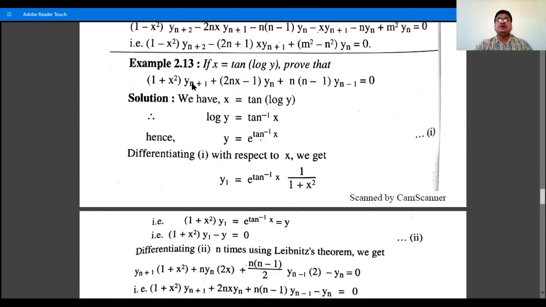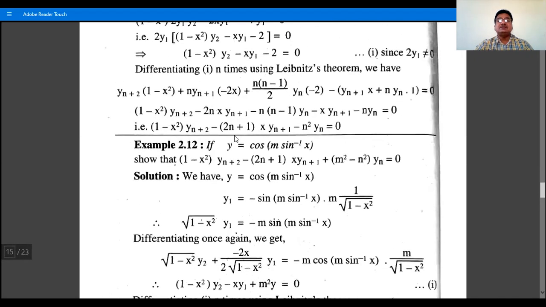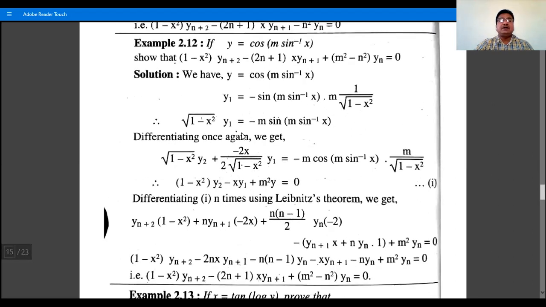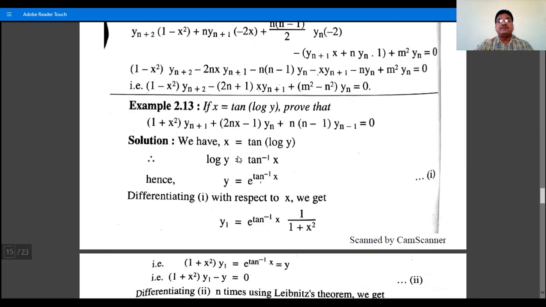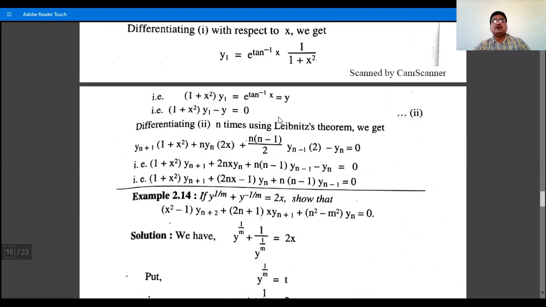So if you observe, the n plus 1th order derivative is the highest order derivative, and so differentiate 1 time and then apply the Leibniz theorem. In the previous example, yn plus 1, yn plus 2 is the term, that is, it is the n plus 2 order derivative, and so differentiate 2 times and then apply Leibniz theorem. So here differentiate 1 time and then apply Leibniz theorem. So this is the star equation. Then differentiate this equation n times using Leibniz theorem, we get.